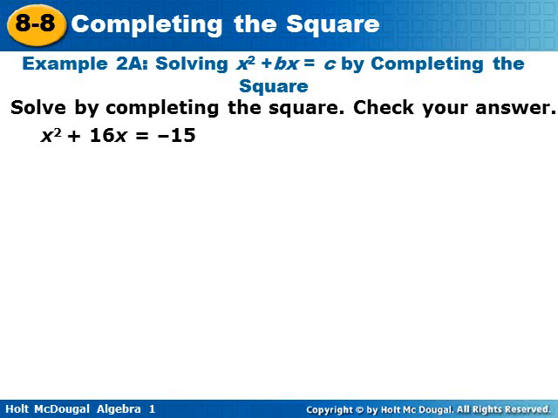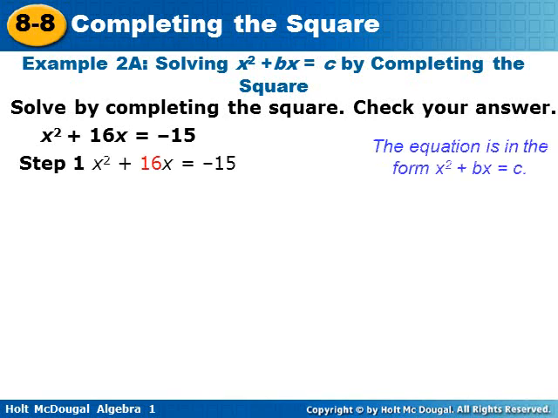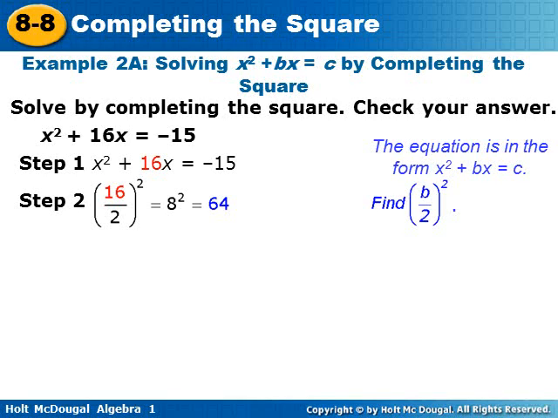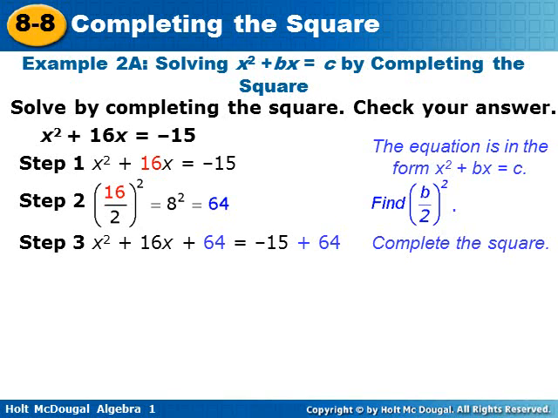Solve by completing the square, check your answer. x squared plus 16x equals negative 15. So we're going to complete the square. The equation is already in the form x squared plus bx equals c. We're going to find half of b and then square it. So 16 divided by 2 is 8, squared is 64, and we're going to add that to both sides.